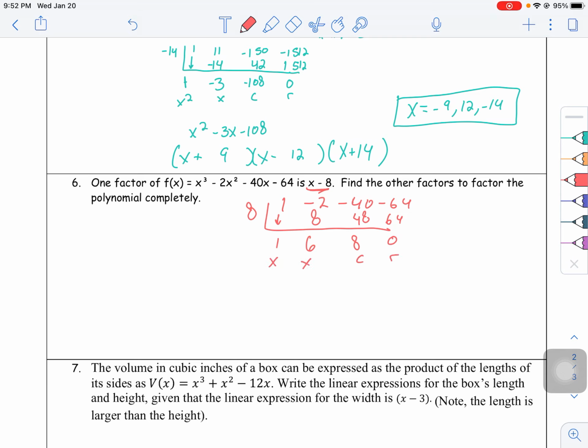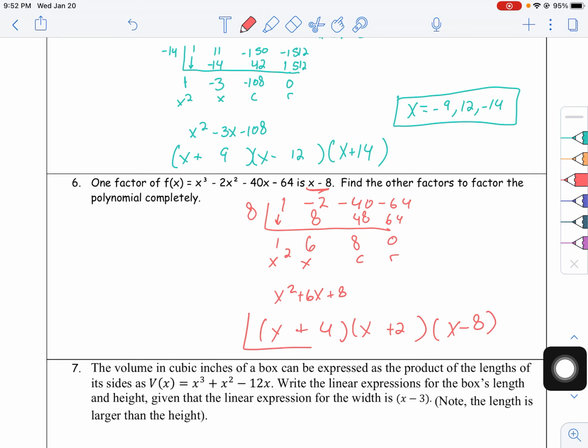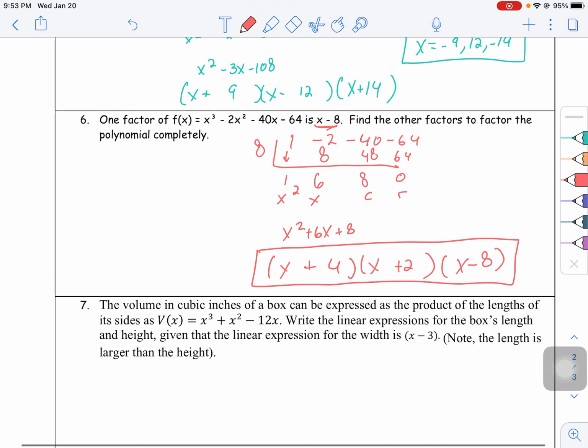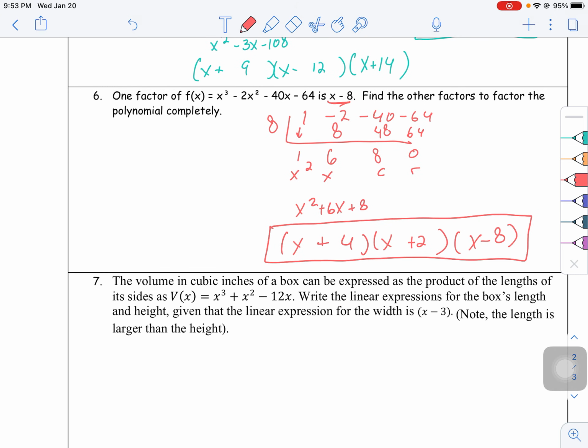Remainder, constant, x squared, so that's x squared plus 6x plus 8. The factors here are going to be 4 and 2, so positive 4, positive 2. And then that original factor of x minus 8. All right, so those would be all of the factors of that polynomial. Awesome.